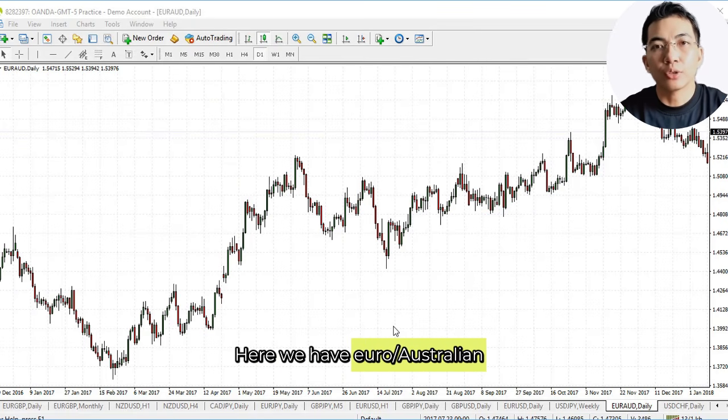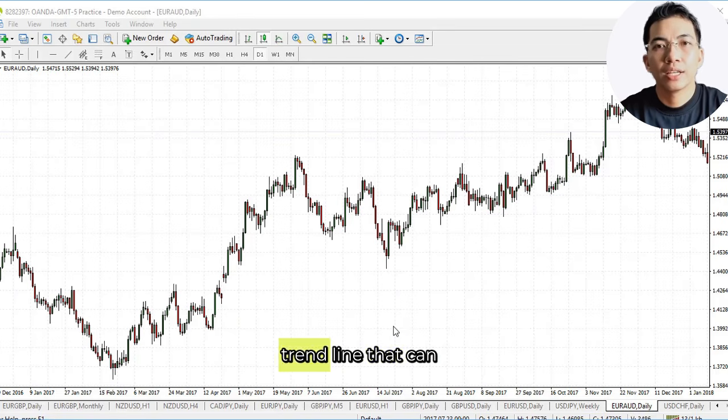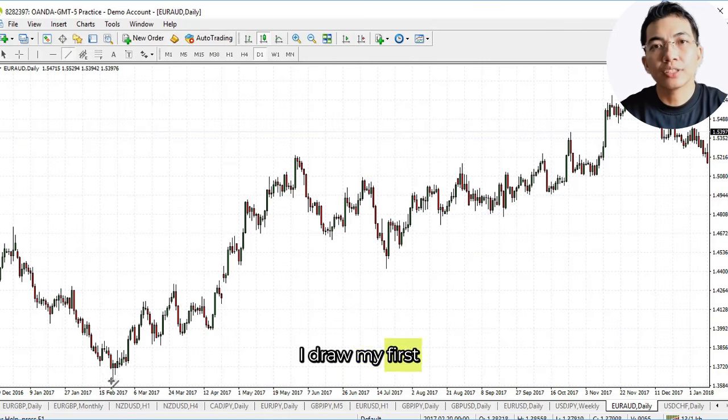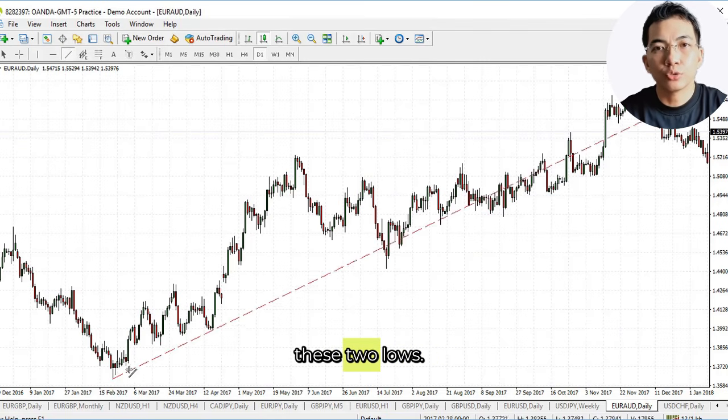Here we have a Euro Australian dollar. It is clear that we are in an uptrend, but let's define it by drawing a trend line that can also be useful for future trading decisions. To draw an uptrend line, I need to connect higher lows. So starting from here, I draw my first line trying to connect these two lows.